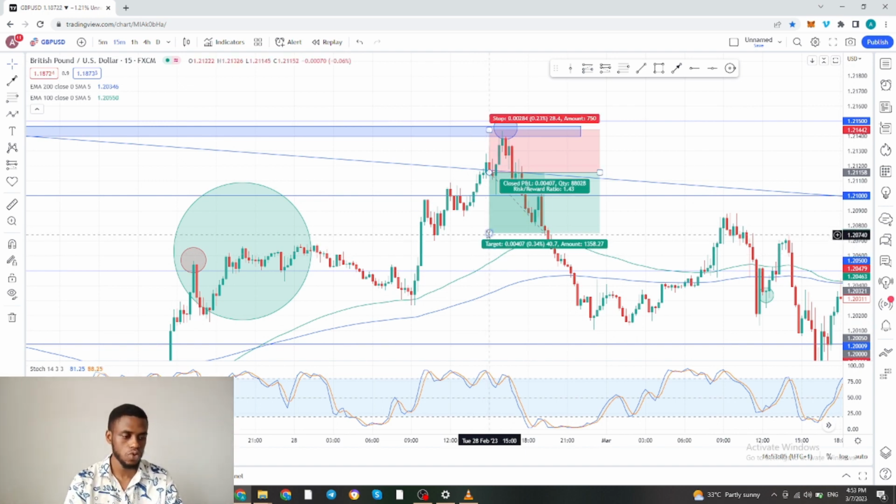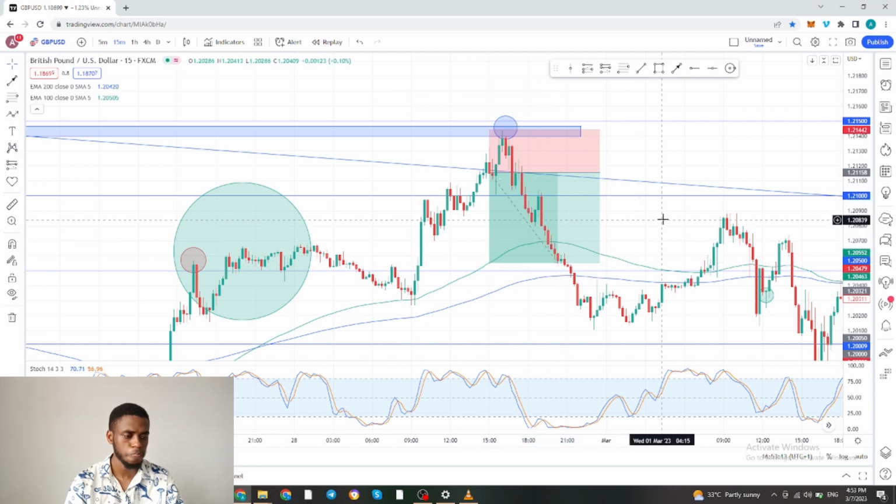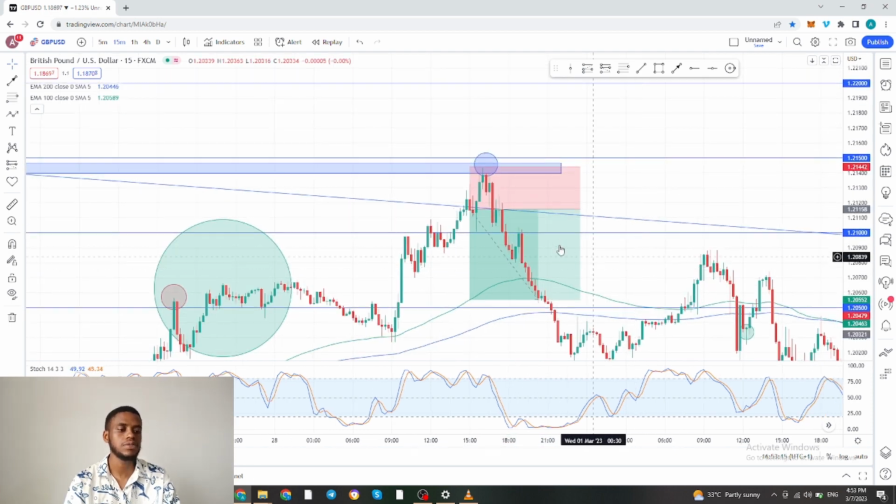So I would have gone for, this is how I trade, guys. I don't go for too much profit. I go for 2 to 1 right here. So I would have gotten out around here.